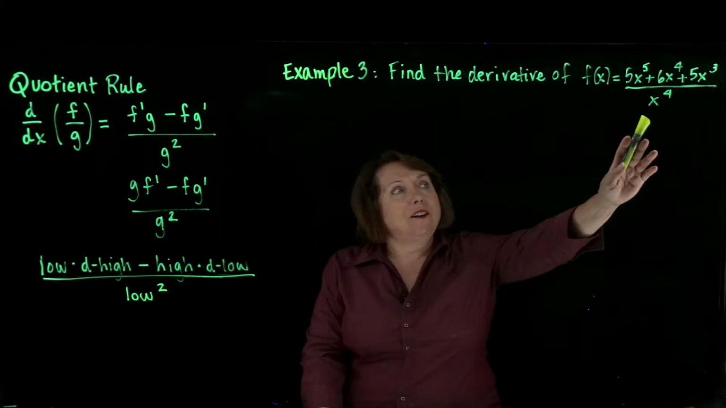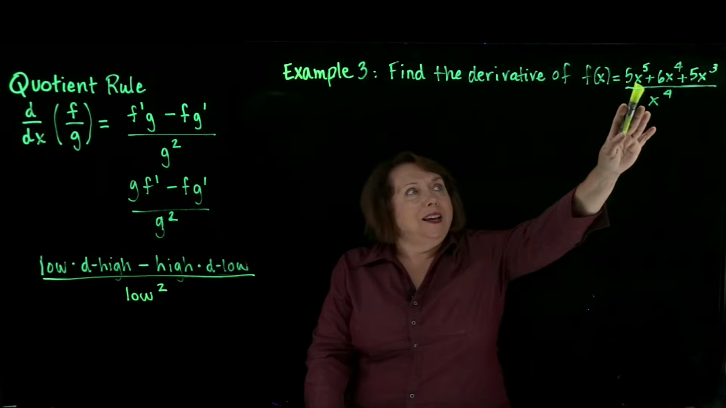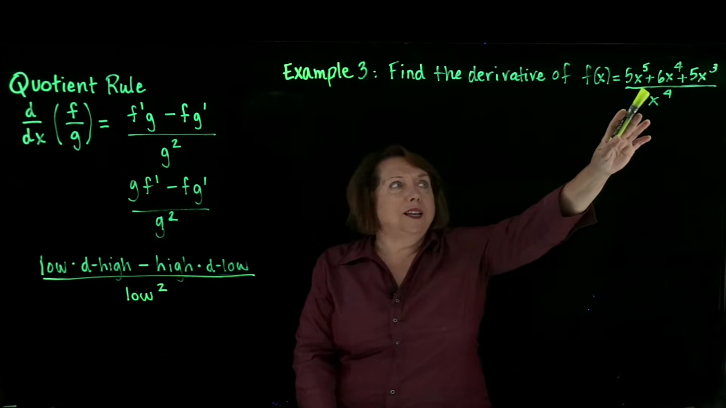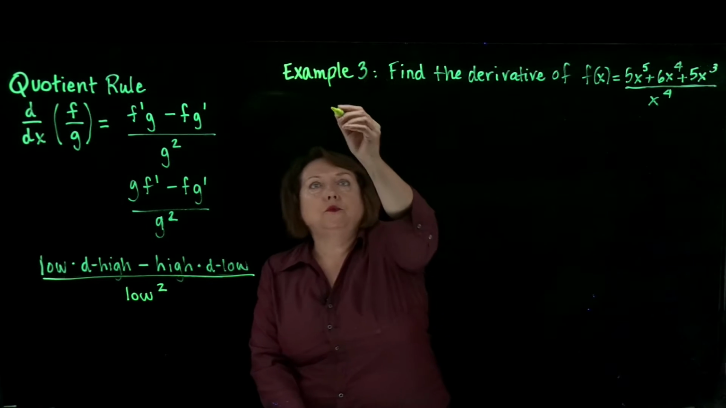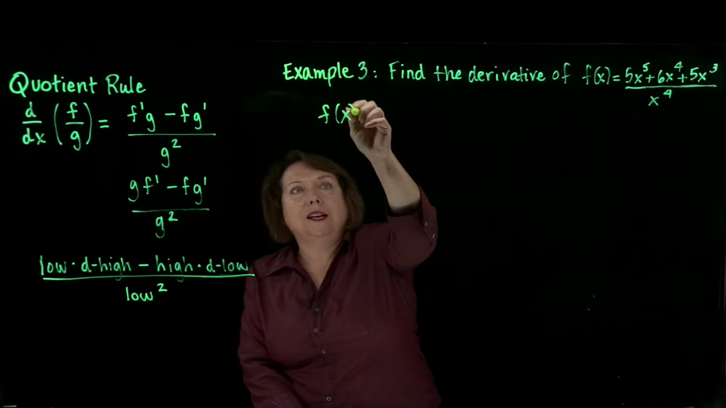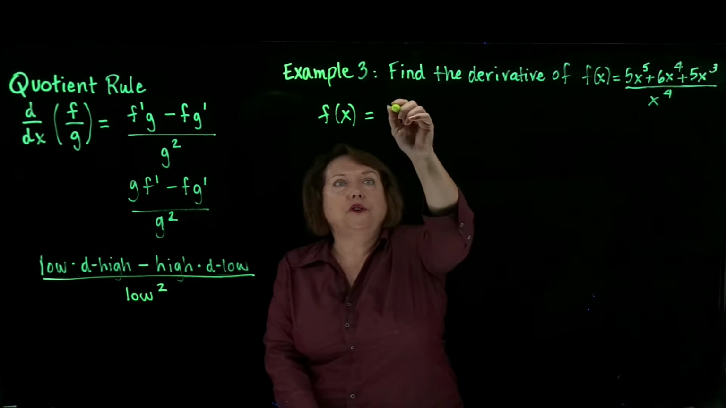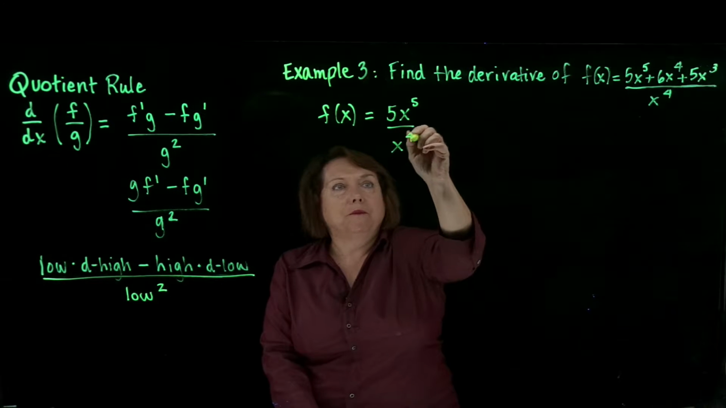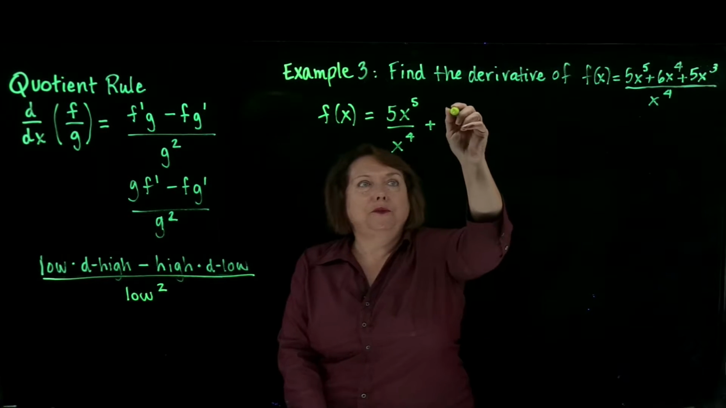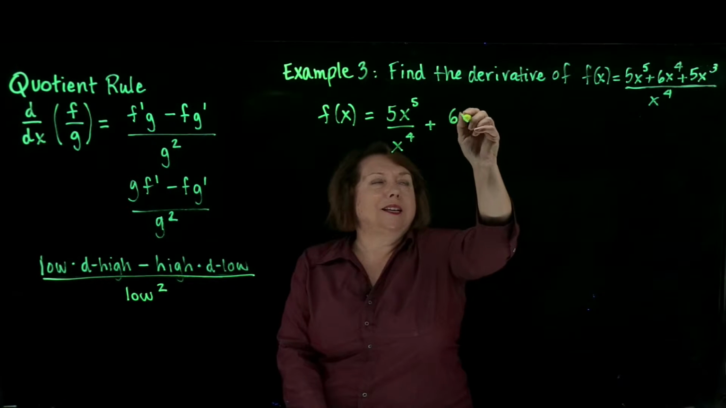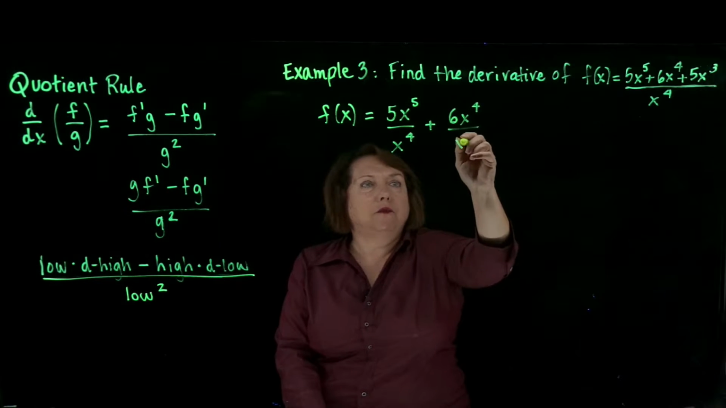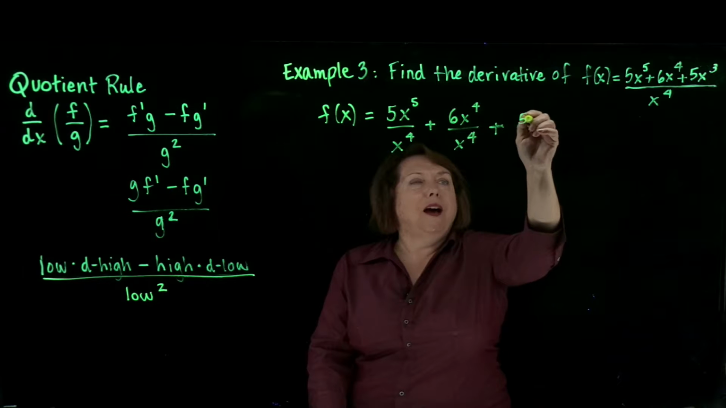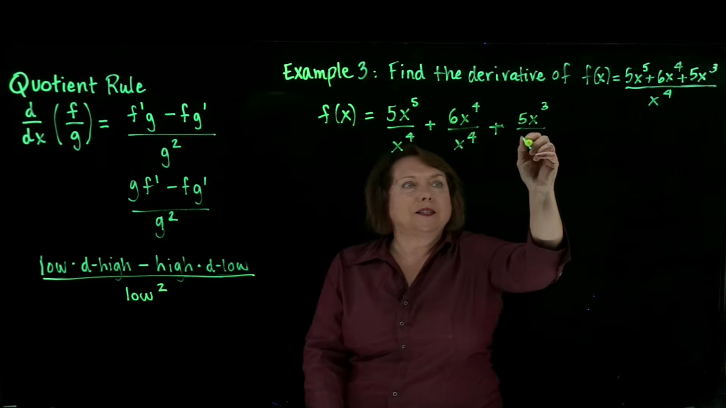I can see that I have a monomial in the denominator. I can break up this function so it's just a sum of fractions. So let's rewrite it like this. I can divide each term, 5x to the 5th, for example, divided by x to the 4th, and then add the quotient 6x to the 4th divided by x to the 4th. And similarly, my last term, 5x cubed, I can divide by x to the 4th.